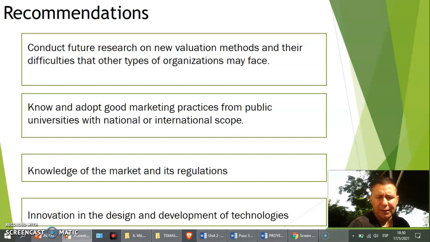This is my activity: business, technology, and recommendations for activity.